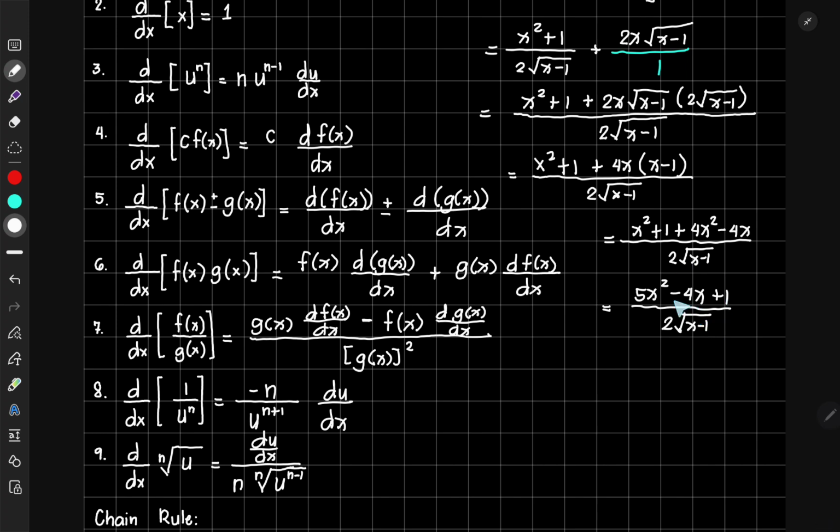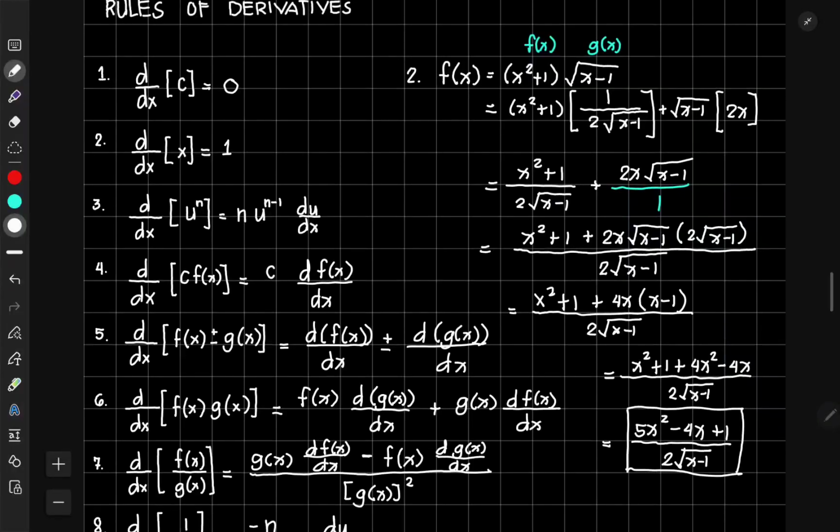So, pwede na to. Or kung gusto nyo pang mag-rationalize, okay lang din naman. So, just multiply lang ng square root of x minus 1 to both numerator and denominator kung gusto nyo mag-rationalization. So, you can continue that one already. Pero, this could be an acceptable answer already. So, yan yung sagot to get the derivative of x squared plus 1 multiplied by the square root of x minus 1.